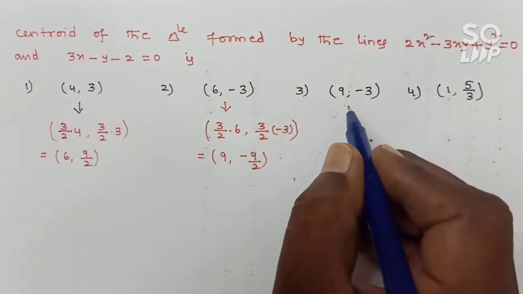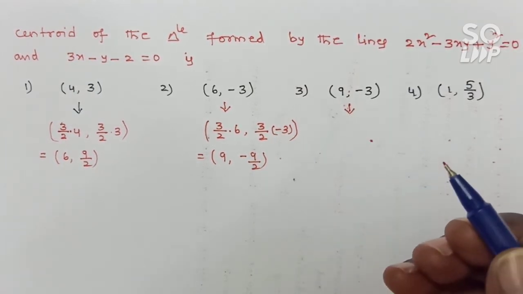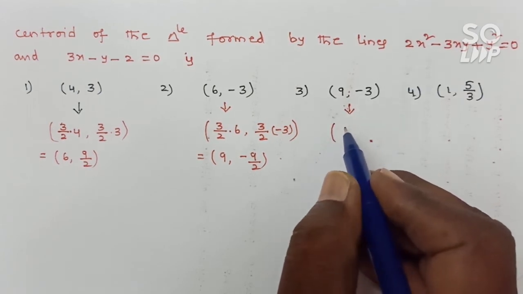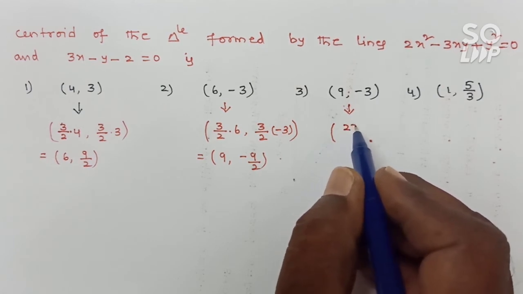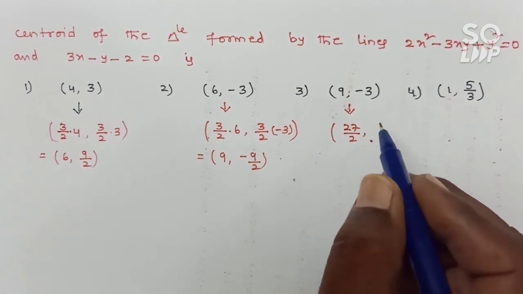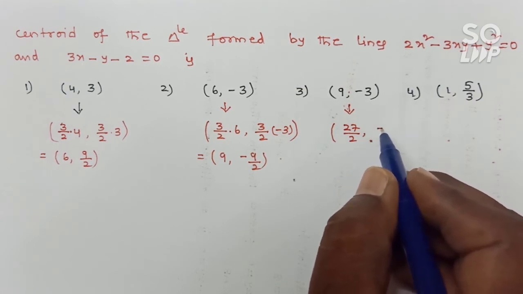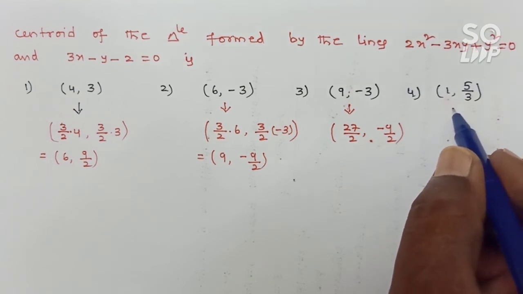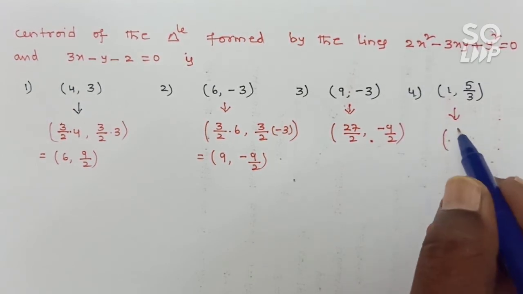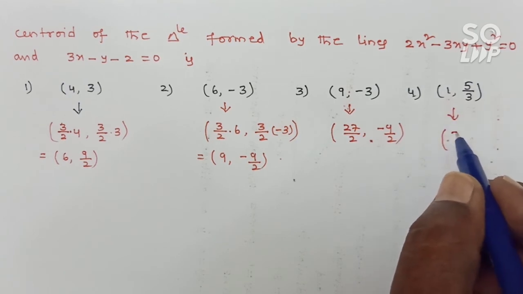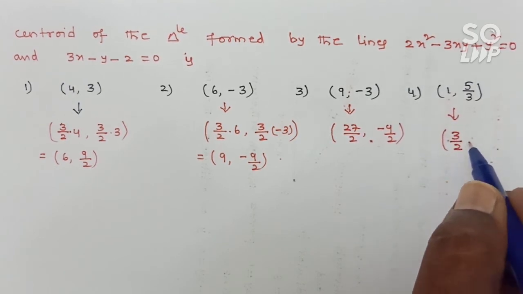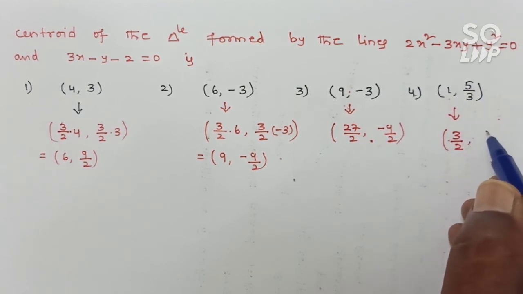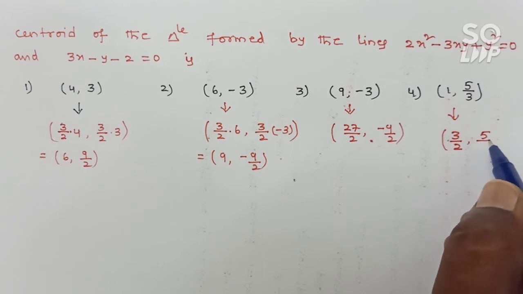Okay, and next suppose the third option is the centroid. This one is 3/2 into 9, that is 27/2, comma 3/2 into −3, that is −9/2. And next suppose this one is the centroid. Here it is 3/2 into 1, which is 3/2, comma 3/2 into 5/3. The 3 will be cancelled and we get 5/2.